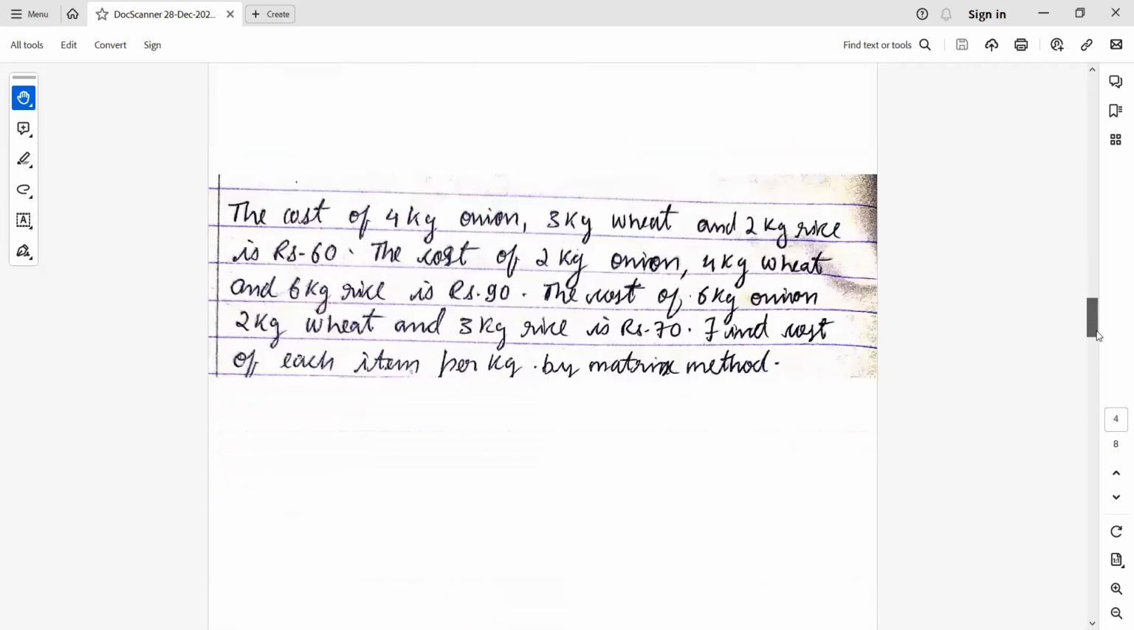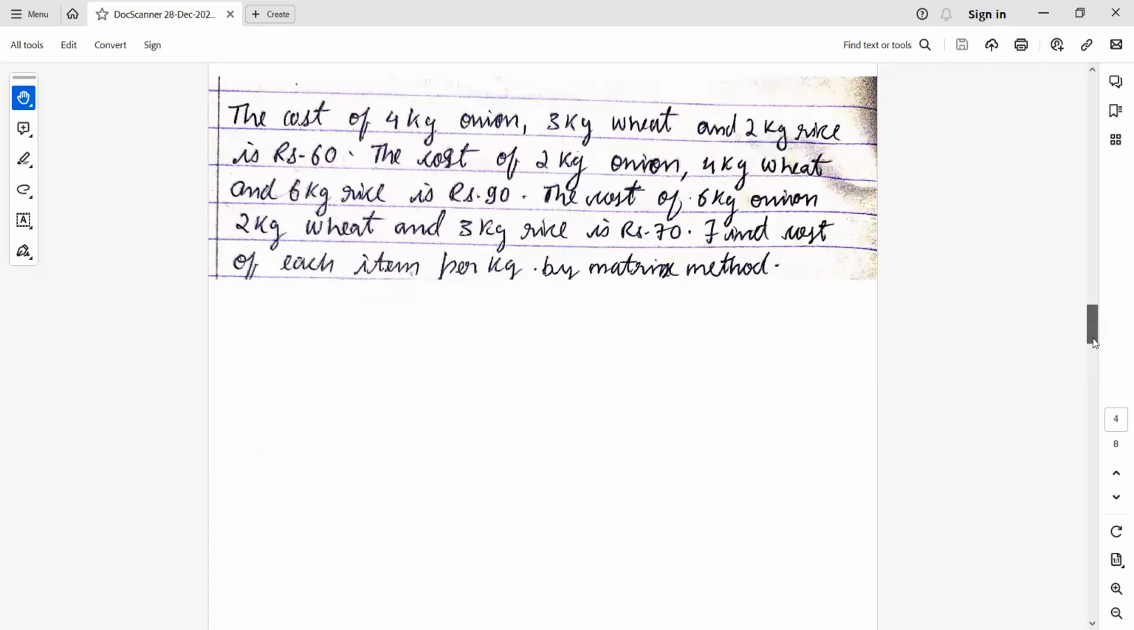This is a verbal type question. The cost of 4 kg onion, 3 kg wheat, and 2 kg rice is 60 rupees. The cost of 2 kg onion, 4 kg wheat, and 6 kg rice is 90. The cost of 6 kg onion, 2 kg wheat, and 3 kg rice is 70. Find the cost of each item per kg by matrix method.